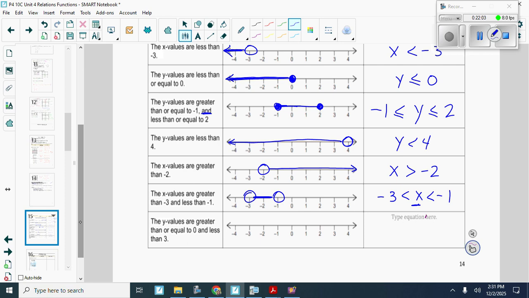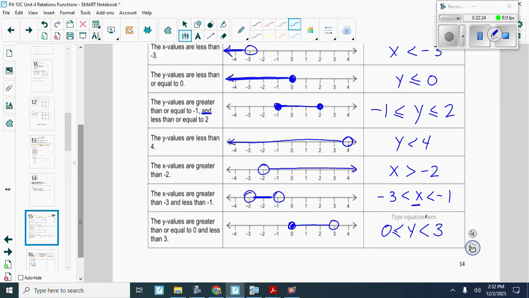Last couple here. Y values are greater than or equal to 0, closed dot, less than 3, open dot. Join the dots. And we're going to say y has to be greater than or equal to 0, which has to be less than 3.